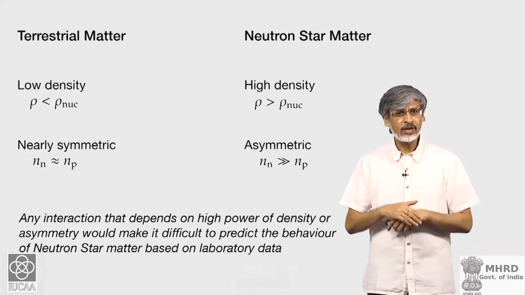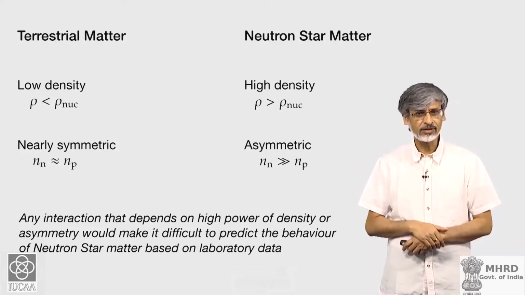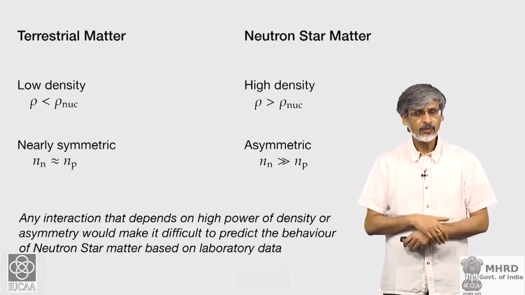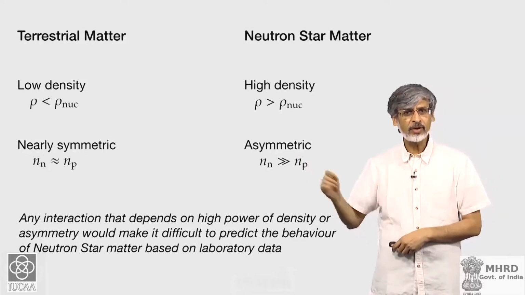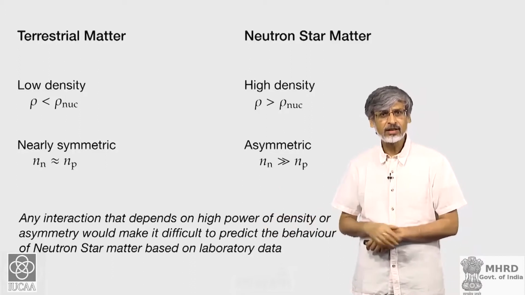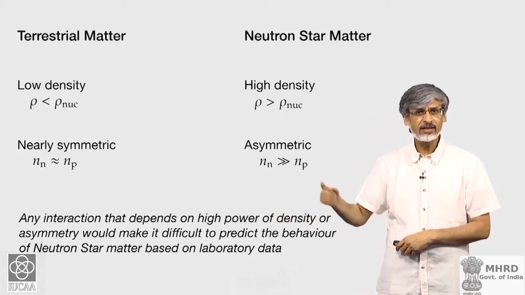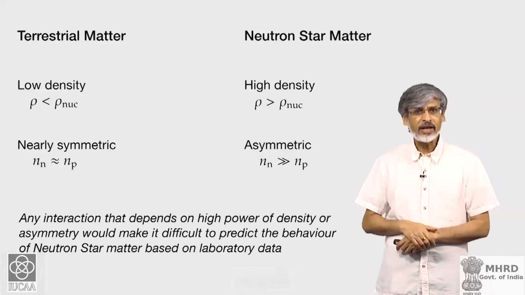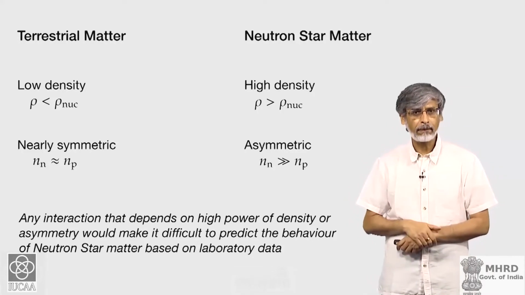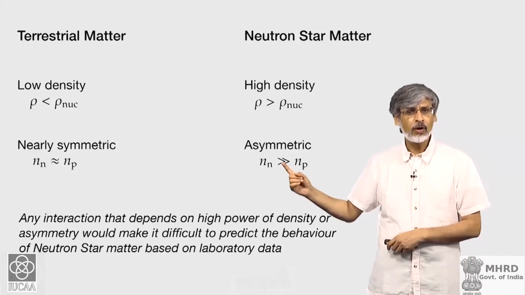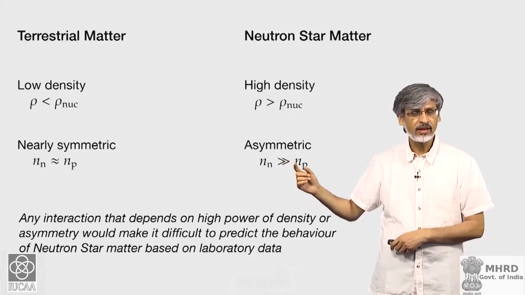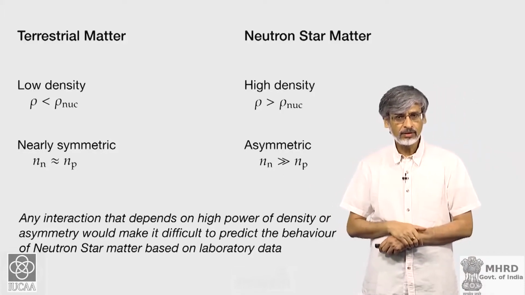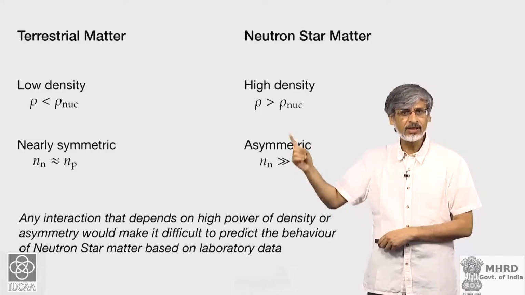So, based on our terrestrial experience, based on our laboratory experience, if you want to extrapolate our law of force to the neutron star matter regime, any interaction that depends on high power of density or high power of asymmetry would make it difficult to predict the behavior of neutron star matter, because a small error in the extrapolation will cause a large error in the prediction because of this very high density and very high asymmetry.